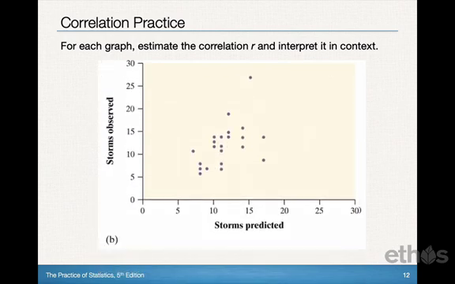Okay, pause again if you don't want to hear it. My estimate here is that this is a positive, I couldn't decide between 0.5 and 0.6, so I'm going to say a positive 0.55. It might be a 0.6. And my context is that the number of storms predicted has a positive correlation with the number of storms observed, meaning it's a positive relationship. It's not a really strong linear relationship, so I would say that the number of storms predicted isn't always great at predicting the number of storms observed, but it's not terrible either.